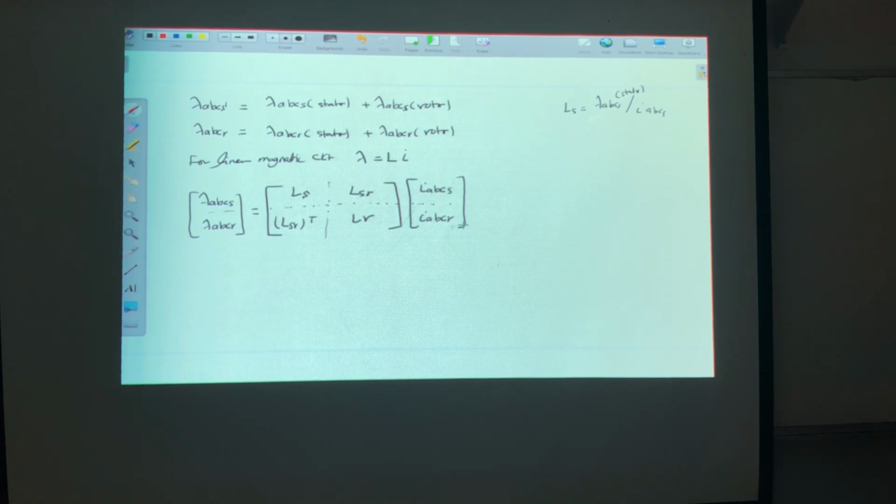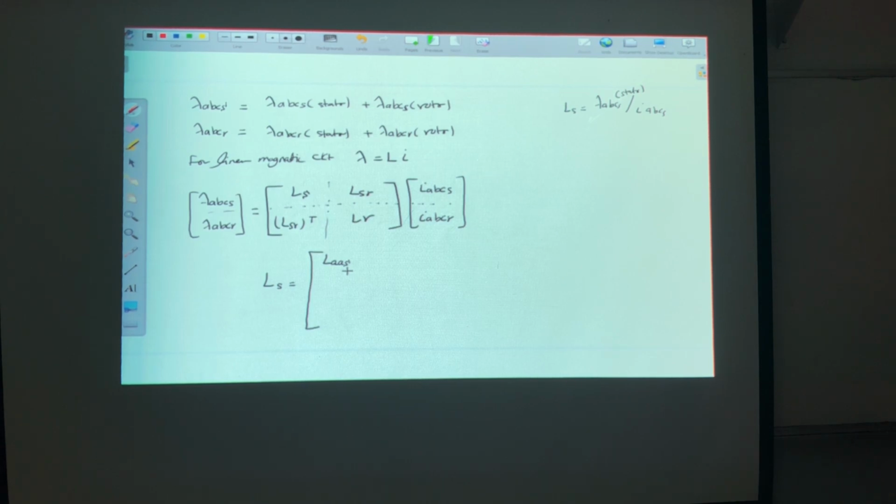So now let's try to write LS. LS will be 3 by 3, just because I'm having a 3 by 3, 3-phase system. So the first one is L what and what? This one is LAAS, which is inductance caused by current flowing in phase A, affecting only phase A. Correct? Yes? So the second one will be what?